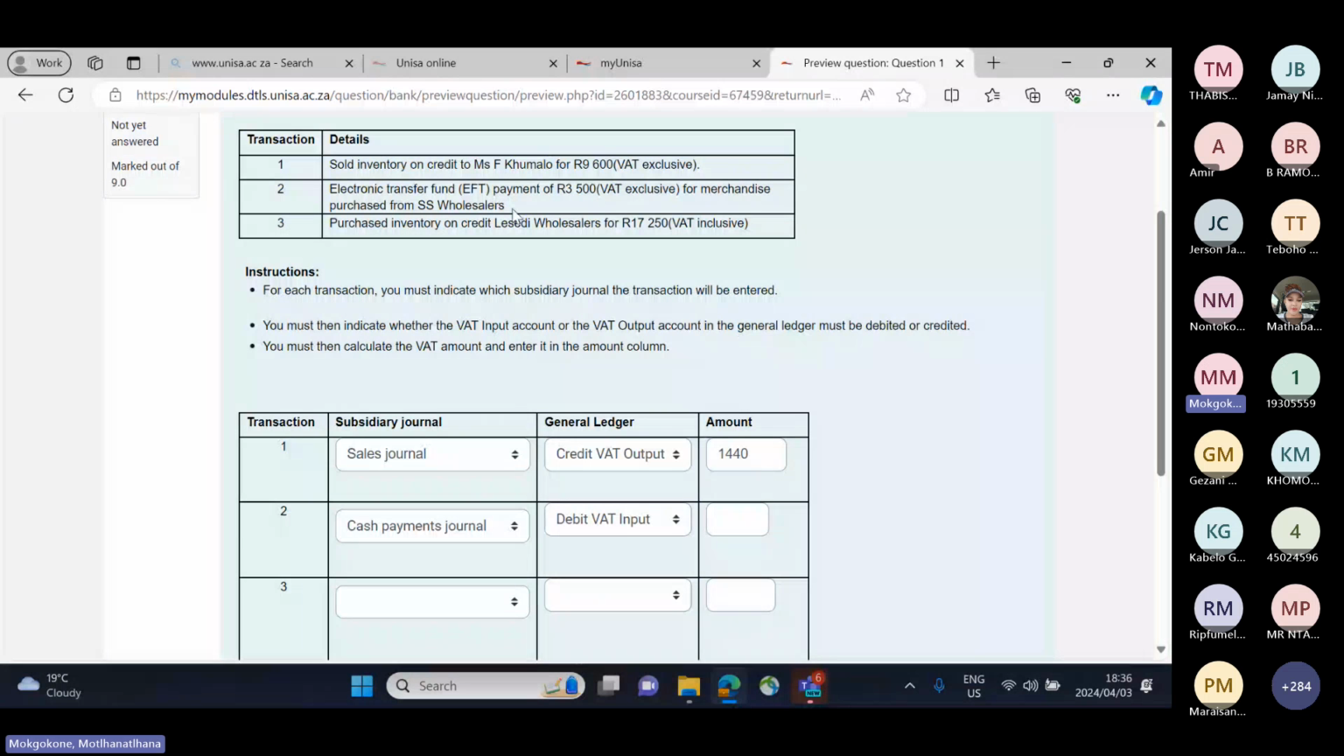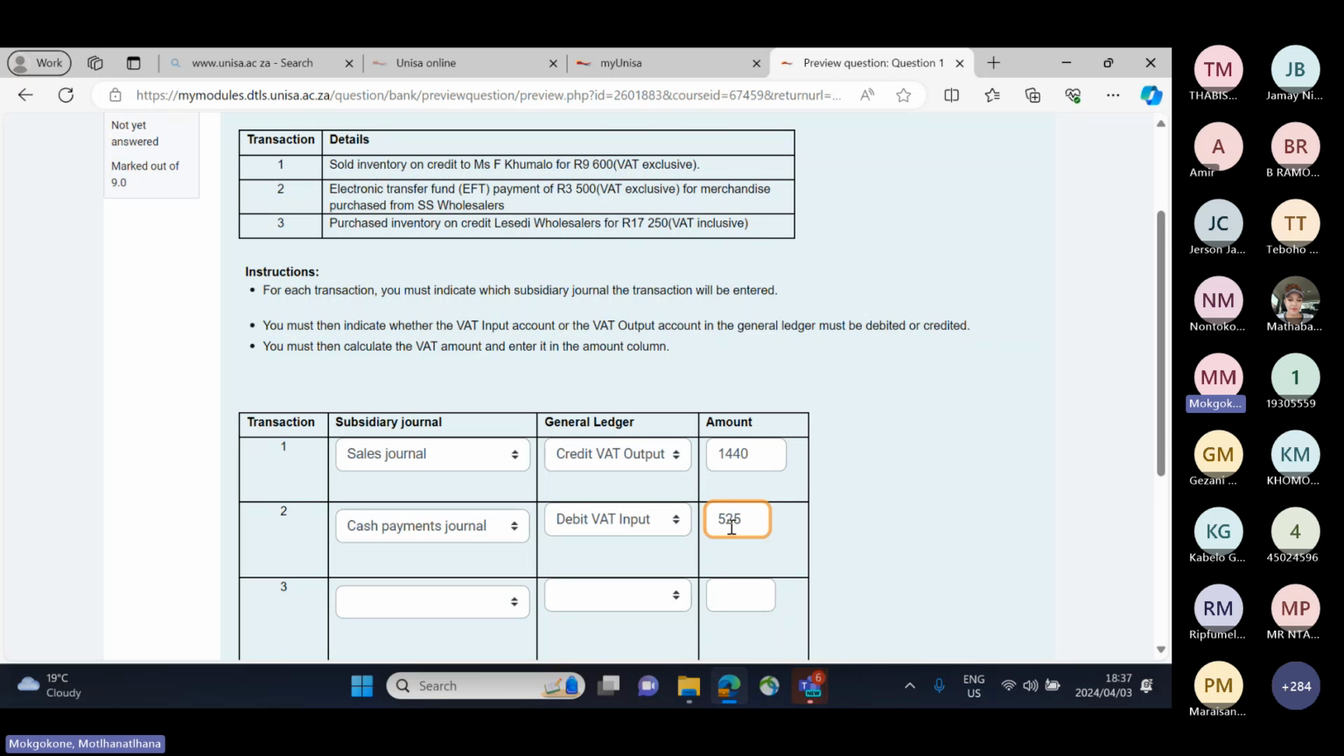Remember, we credited our bank with the full amount. And we debited purchases with the amount excluding VAT. And we debit also the VAT input. Then you must tell us the amount. Here they are saying 3,500 VAT excluded. Then you will say 3,500 times 15 divided by 100. Then you'll get your amount, which is 525. Then you write 525 in the VAT column, because here they said amount excluding VAT, 3,500 VAT excluded.